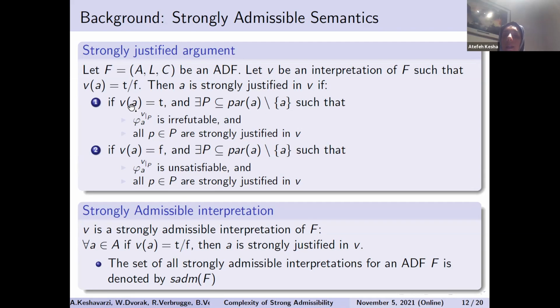If this is the case, we say that A is strongly acceptable, and if A is false and this property holds for A, we call A strongly deniable in this interpretation. And if we do not care about true or false in our work, we call it strongly justified in this interpretation. And in a given interpretation, if each argument satisfies this property, then we call that interpretation a strongly admissible interpretation of ADFs. This is the notation that we use to show the set of all strongly admissible interpretations of a given ADF.